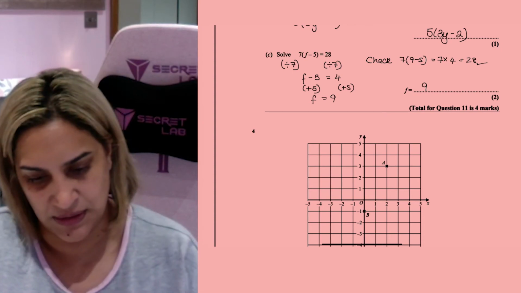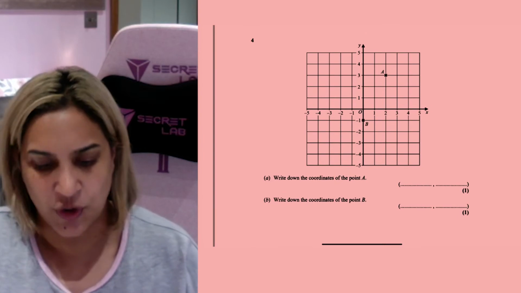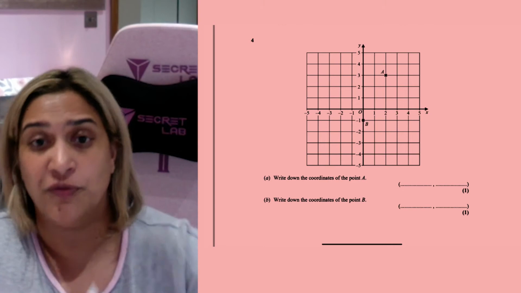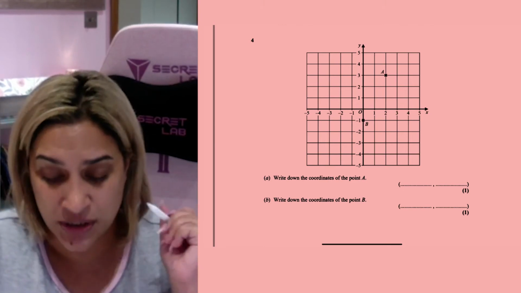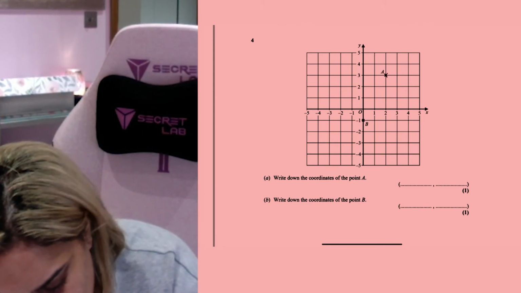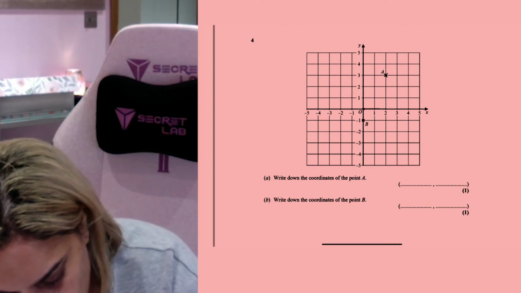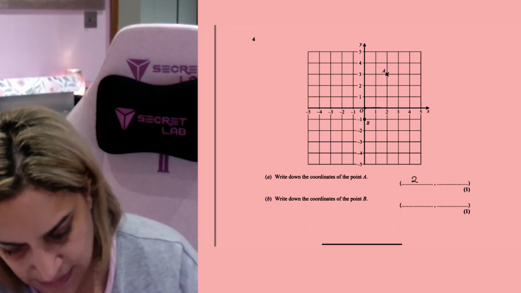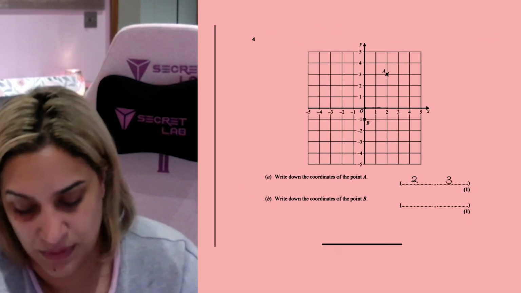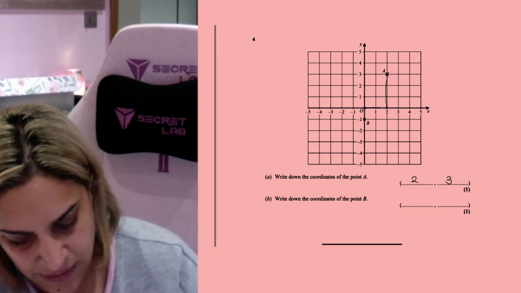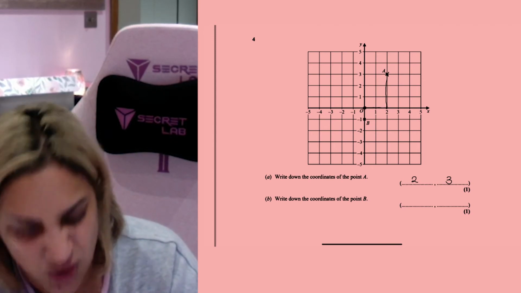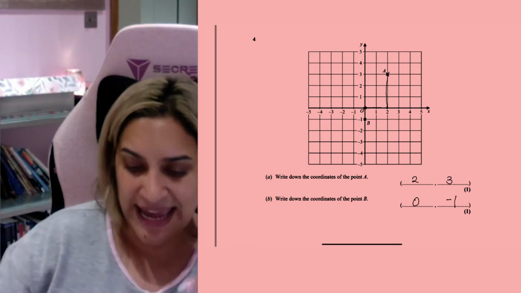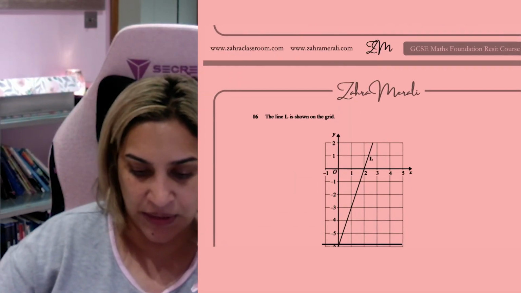Okay, let's have a look at the next question. We're going to write some coordinates. So remember, along the corridor before we go up the stairs. So x coordinate goes first. So we want to get to this A. We're starting at 0. We're going 2 along. That's 2. And then we're going 3 up. And that's 3. And for B, well, if we start here, we're not going any along, but we're going minus 1 down. So it's always the x coordinate followed by the y coordinate.